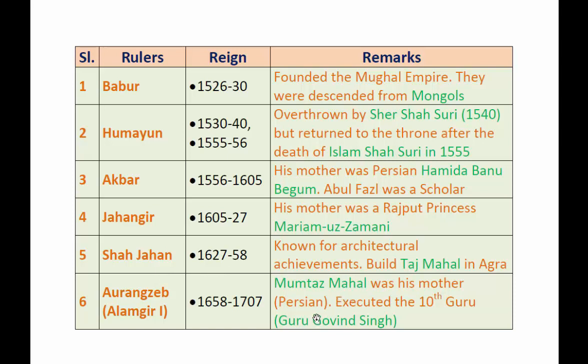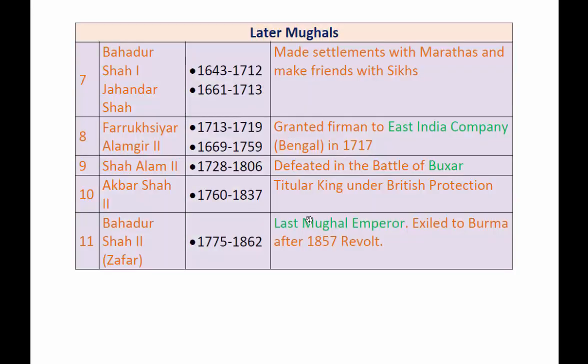During the time of Aurangzeb, he also killed the 10th Guru of the Sikhs, whose name was Guru Gobind Singh. So these are the basic important rulers of the Mughals. After that, there were also some Mughal rulers who were not very important. They were known as the later Mughals. The first one is Bahadur Shah I. He made settlements with the Marathas and made friends with the Sikhs.